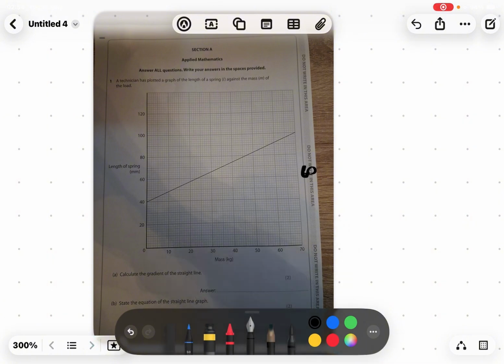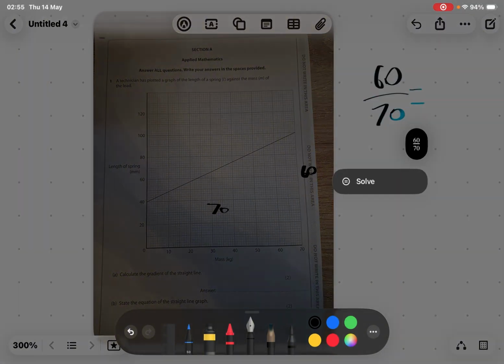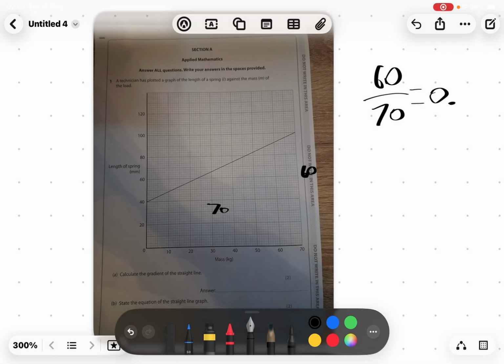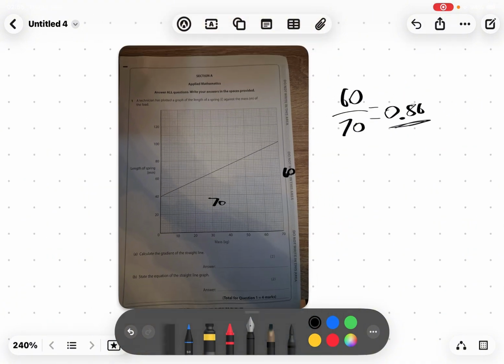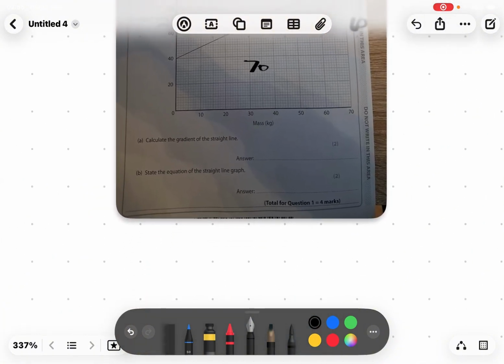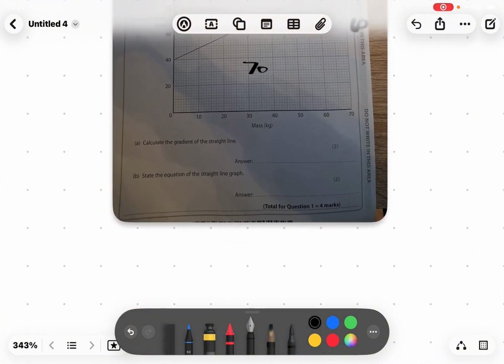Over here there's 60 blocks, I guess, and over here there's 70 blocks. And the gradient is found by the difference. Basically this, and this equals 0.86. So the gradient is 0.86. After that, the equation of the straight line, y equals gradient, which is 0.86.